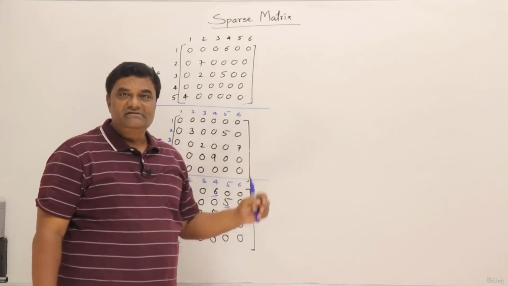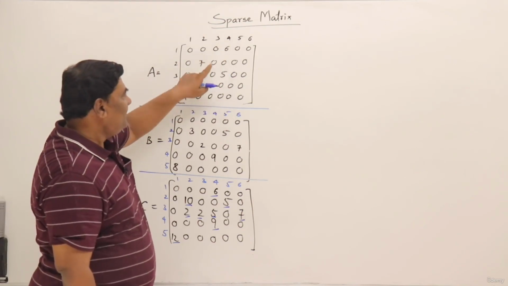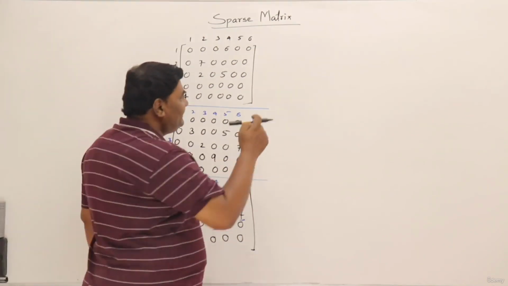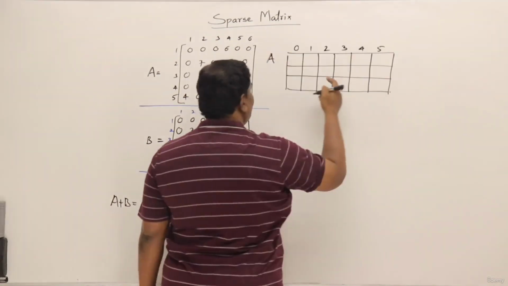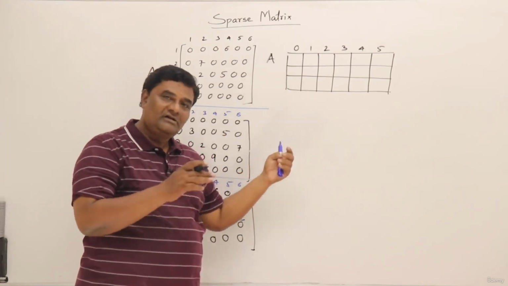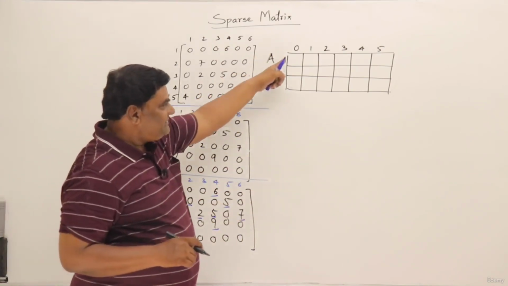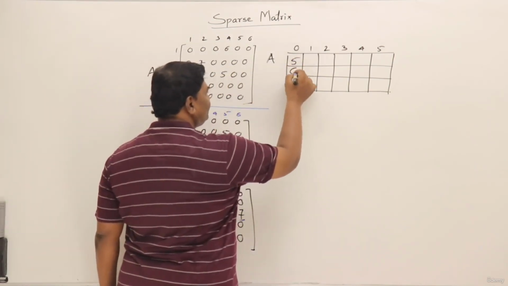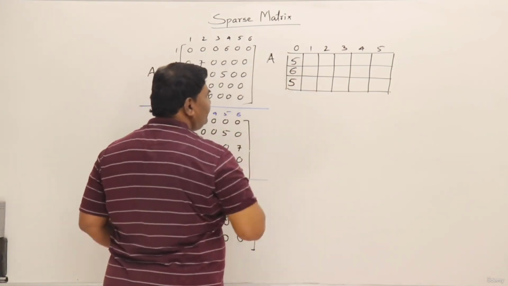Let us represent this as a coordinate list. So in this sparse matrix, let us count the number of non-zero elements. 1, 2, 3, 4, 5. 5 non-zero elements are there. So I will take a horizontal table of size 6. Let us call this A. So it may be a two-dimensional array or array of terms. How to implement it in programming, we will discuss afterwards. So at 0th index, I will write down the dimensions, that is 5 rows and 6 columns, and the number of elements, 5 non-zero elements.